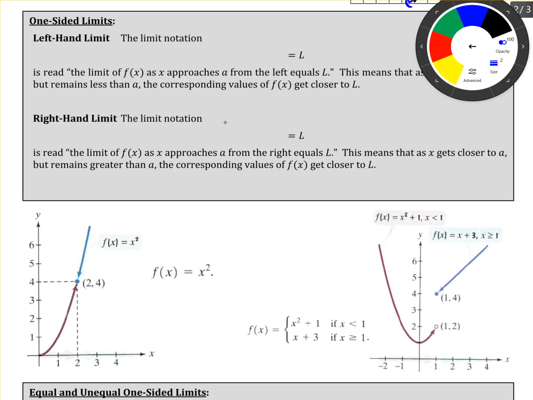So, one-sided limits. For the left-handed limit, we use the notation limit as x approaches a, with a little minus sign in the exponent area. That just means from a number smaller than a. So it's from the left.